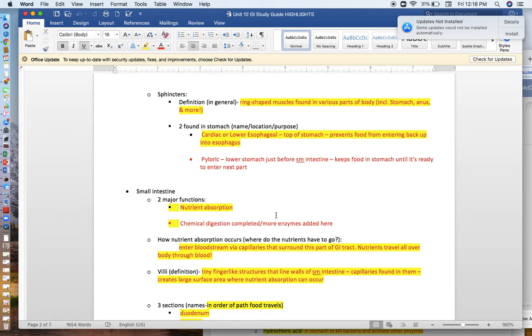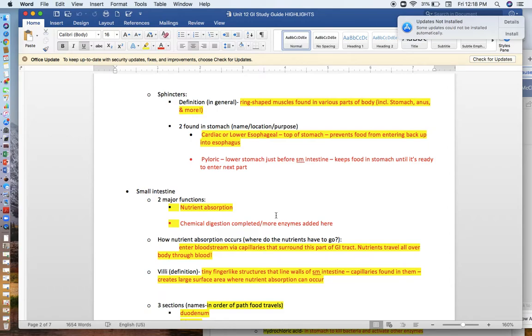The other thing that happens in the small intestine is more chemical digestion. There's a lot of chemical digestion that still occurs through the action of enzymes here. So we kind of already covered how that nutrient absorption occurs into the capillaries. Villi are also important in how nutrient absorption occurs.